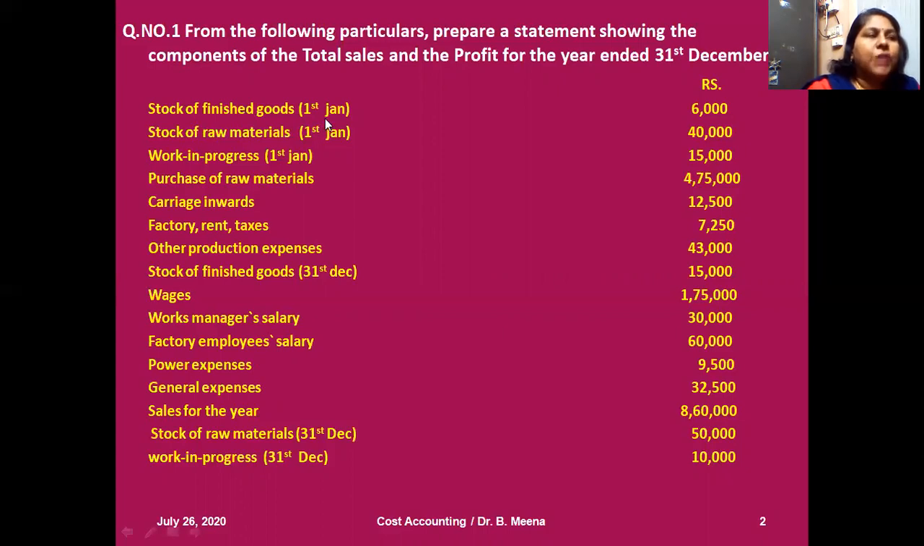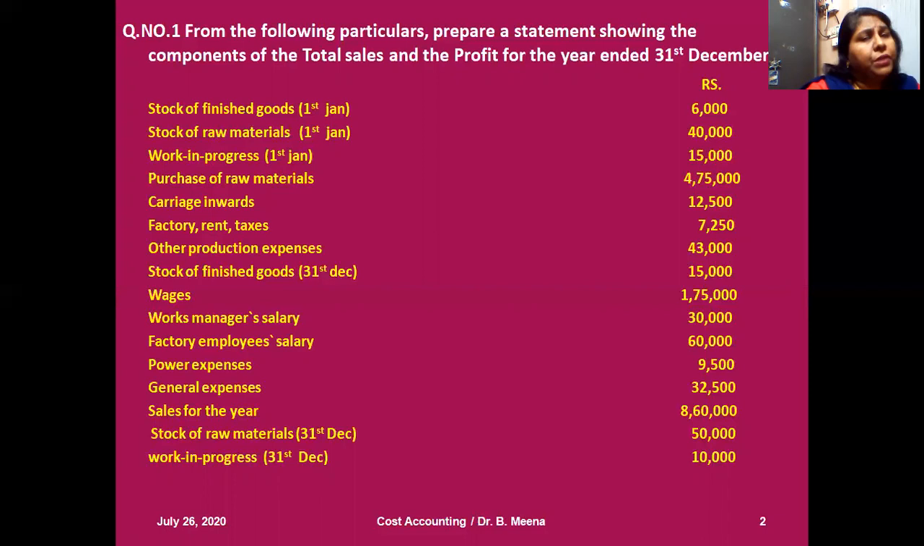Stock of finished goods 1st January. This problem doesn't have the year. So year ended 31st December would probably be the closing date, and the 1st January will be the opening date. For the opening, we have the stock of finished goods as well as the stock of raw materials and work in progress. Next we have the information about the purchase of raw materials and carriage inwards. We can make use of this information along with the opening stock of raw materials to calculate the cost of raw material consumed.